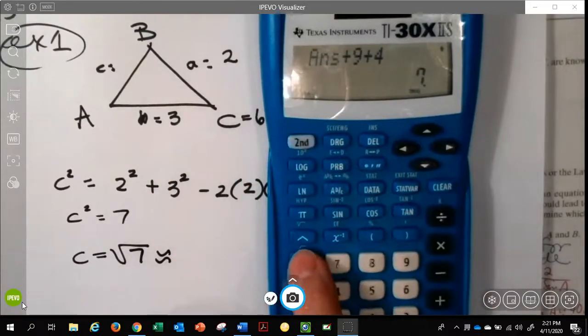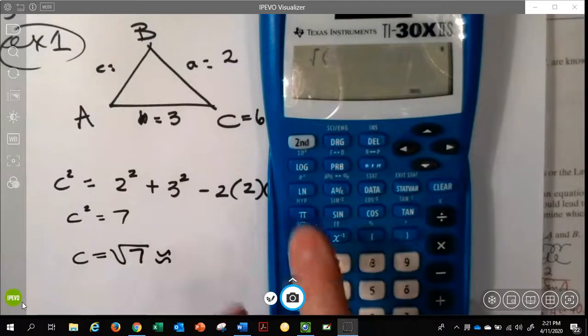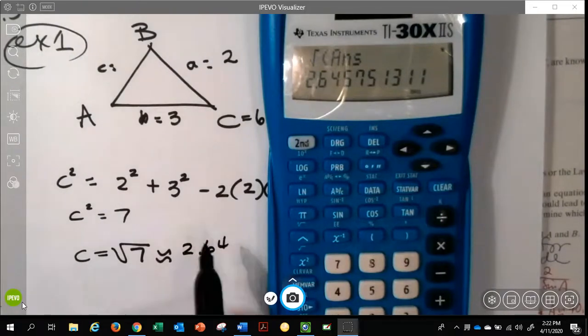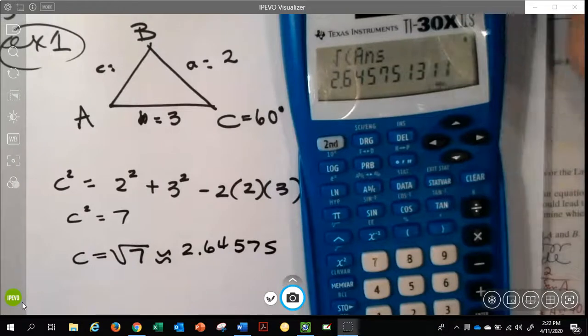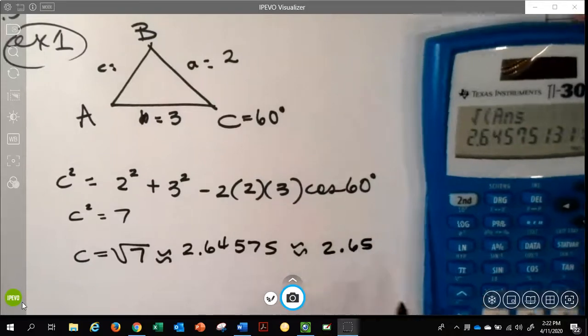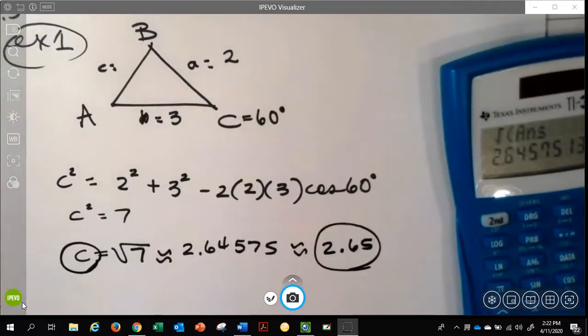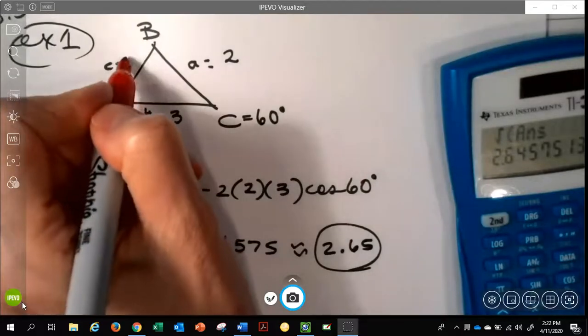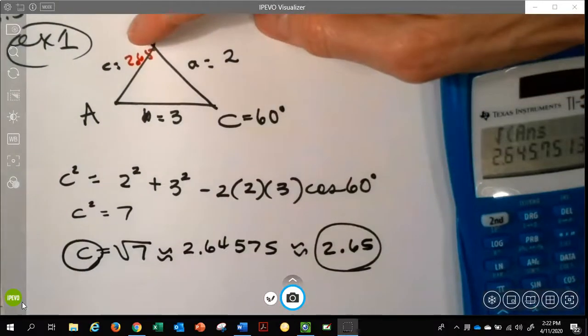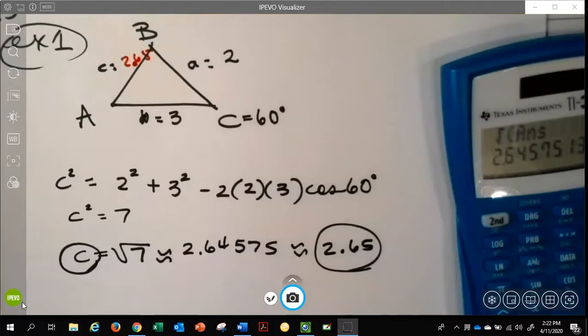So I'm going to do second squared, which gets me to my square root key, and then I'm going to say second answer. That gets me back to my 7, and when I hit equals, it gets us about 2.64575-ish. So to answer this one, whenever we do our sides, we're going to go to two decimal places. So side C is about 2.65. And I might even want to do it in a different color, because early on I mentioned to you, rely heavily on your given information. If you calculated it like we just did, we could have messed up. And if we use that number again, our messed up number will get us some more messed up numbers.